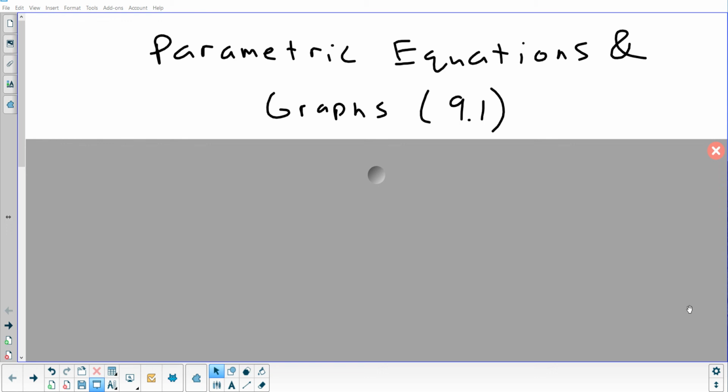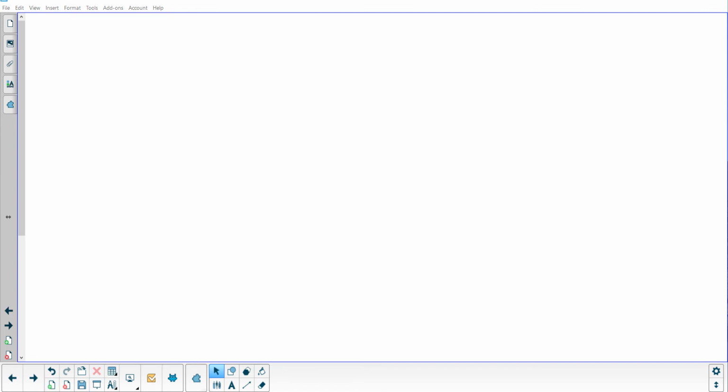All right, so first section we're going to take a look at is 9.1. This is on what we call parametric equations and graphs. And up until this point, all the graphs that we've done are y equals. Okay, that's function notation. Well, there's other types of graphing on the calculator. And if we take a look at the calculator up.